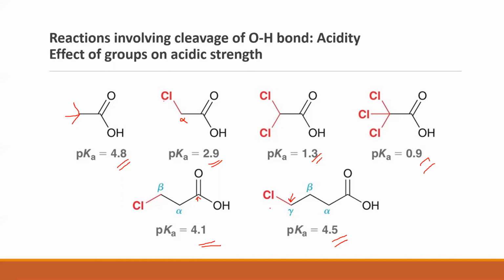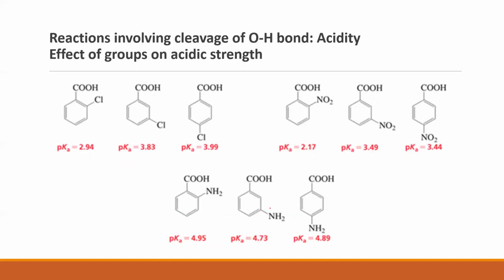So this slide is a clear example that the number of halogens makes a difference, or in other words, the number of electron withdrawing groups makes a difference to acidic strength. At the same time, the position of the electron withdrawing group also has a role to play in determining the acidic strength of carboxylic acids. Clear?